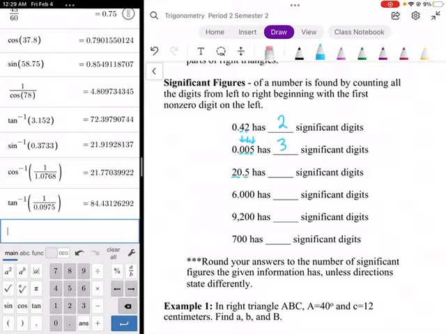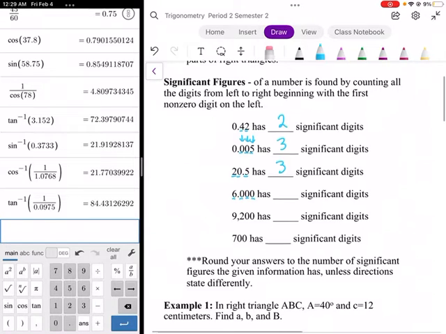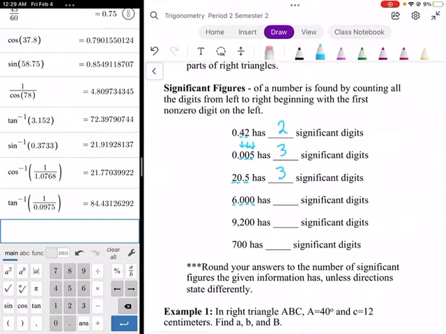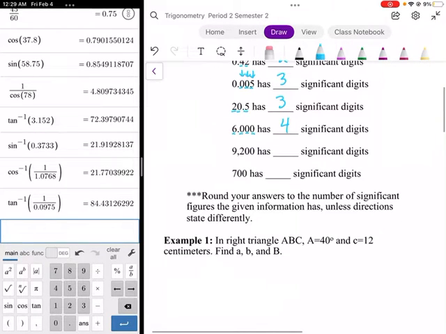The next one we are also going to have 3. Because after the decimal we've added those 3 zeros, that means those are included in the significant digits, which would make that 4. This example only has 2 because there is no decimal point, which would make this one 1 as well.